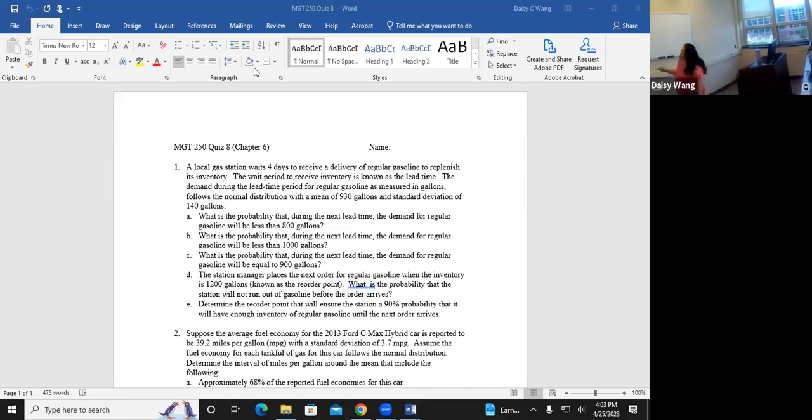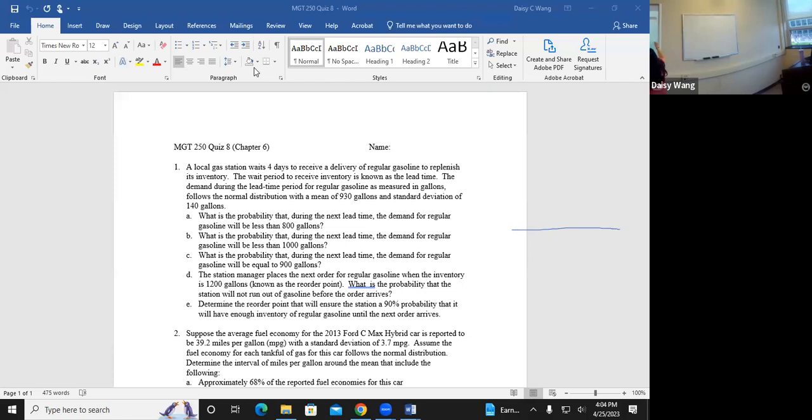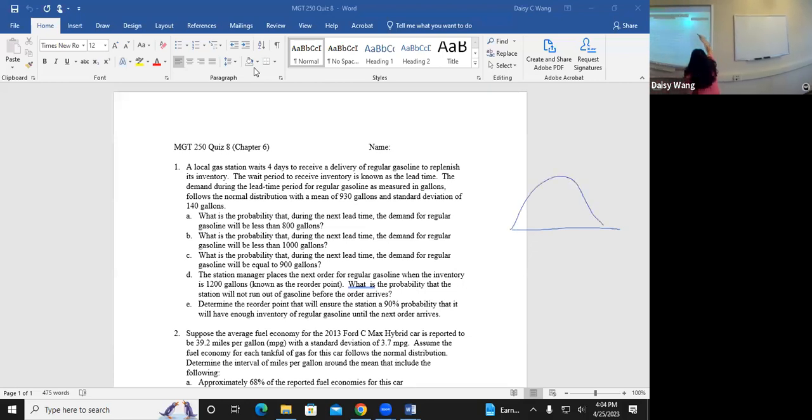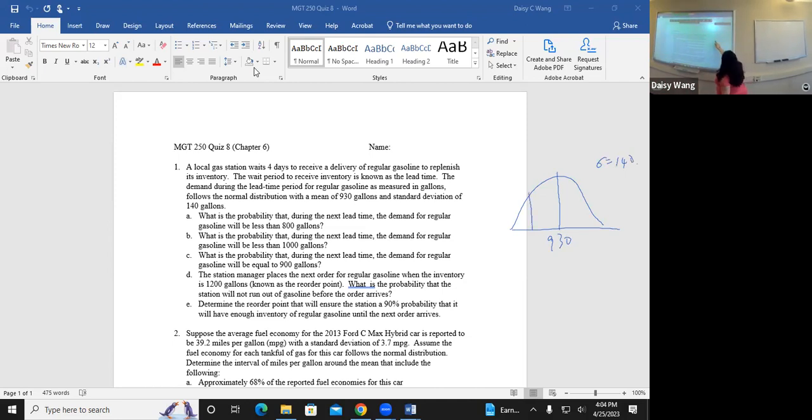So if we draw a normal distribution, this is the mean, so it will be 930, and the standard deviation will be 140. We want to convert, and then we want to know 800. What is this area? Whatever is less than this.